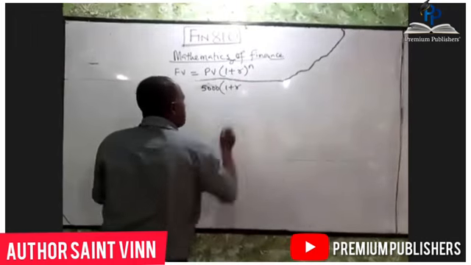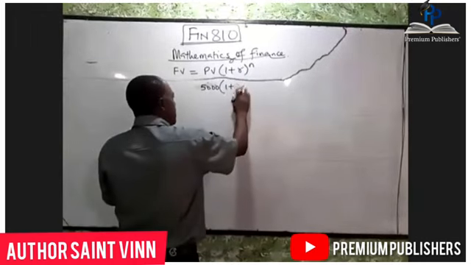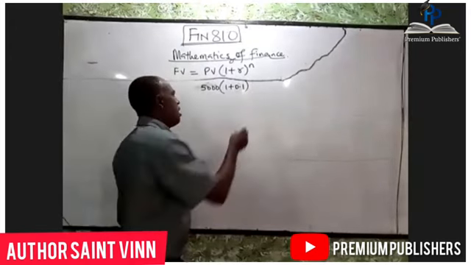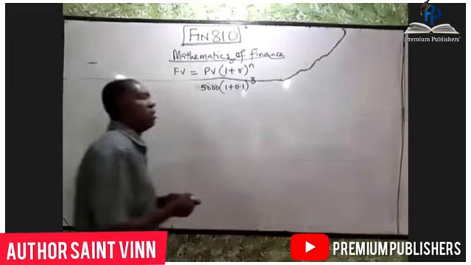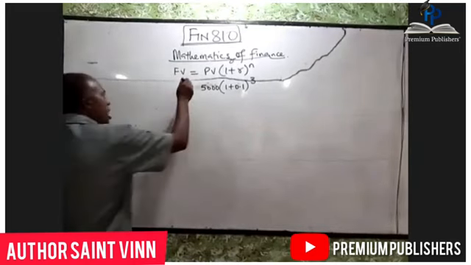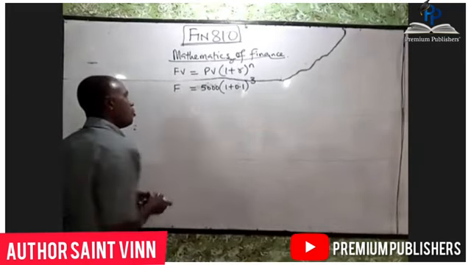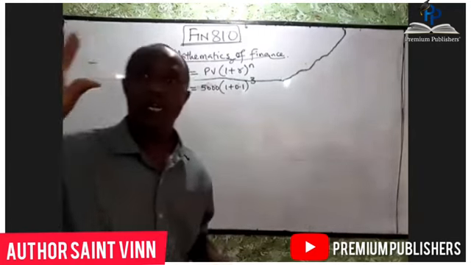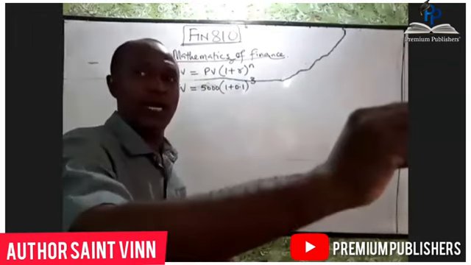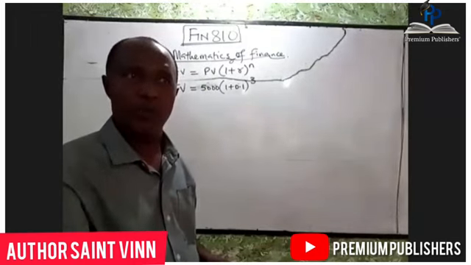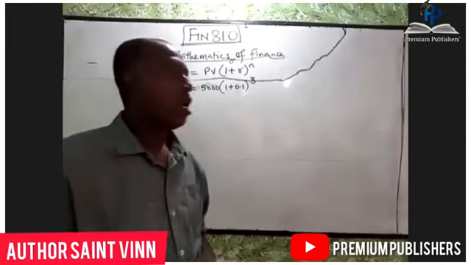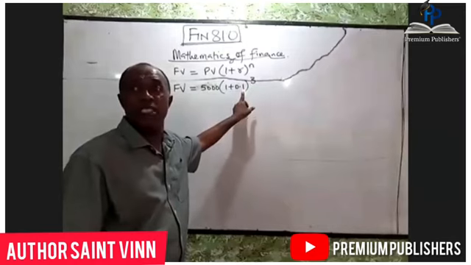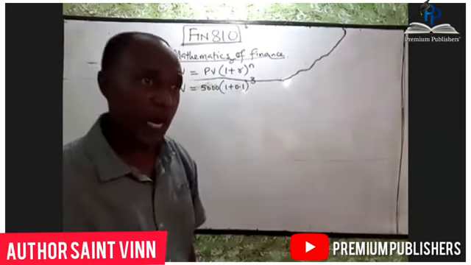Not to waste much of our time, the question, let's assume that I put 5,000 in the bank, a bank that is actually paying maybe 10%. 10% means 0.1, 10 over 100. And I want to know what it will be in 3 years. The question here is saying that somebody wants to know the future value of his 5,000 naira he deposited in the bank today. That today means 5,000 is the present value. You want to know what it will be in 5 years if the bank is paying 10% interest per annum.